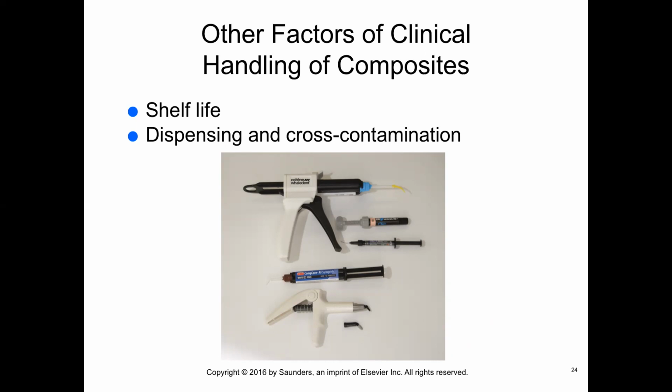Composite in screw type syringes should be dispensed after the shade is selected and covered in a light protecting container until used. If the composite is stored in the refrigerator, it should be removed about an hour or more before being used. This allows it to return to room temperature. Composite syringes or compules can be placed in warm water to increase the flow of the material. And this figure shows the dispensing systems for composites.